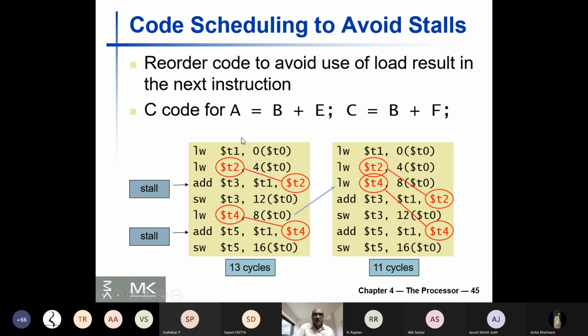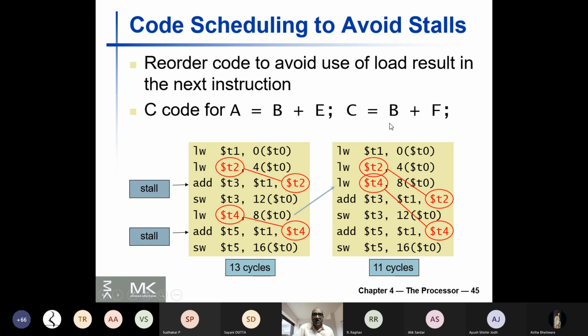In that case, to get B and E, we have to use two load instructions to fetch B and E. Then afterwards, you can perform the add operation. And afterwards, again, A has to be placed in the memory bank, so you have to store that result into A. So the first four statements will be for the execution of the first statement.